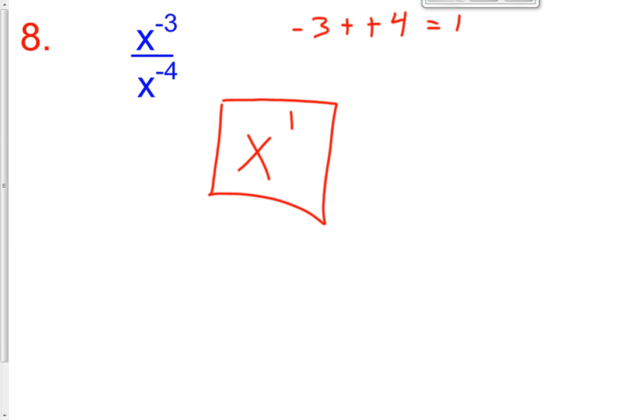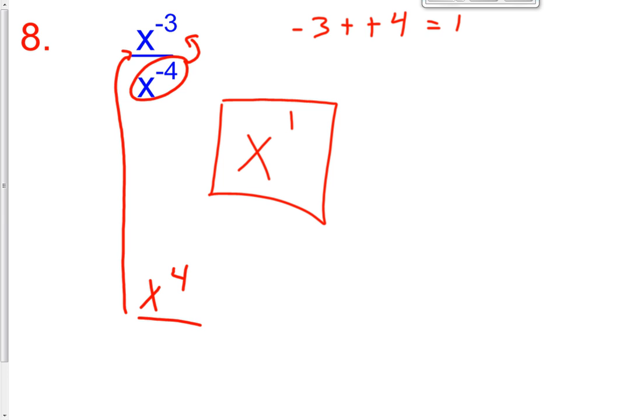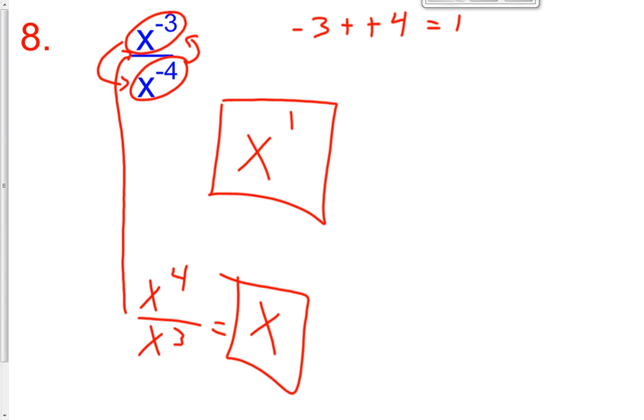A lot of students will want to make both of these exponents positive. So if you bring x to the negative 4th to the numerator, it's x to the positive 4th. And if you bring x to the negative 3rd to the denominator, you get x to the positive 3rd. Now when you subtract these, you have x to the 4th in the numerator, x to the 3rd in the denominator. It just cancels and makes x to the 1st. So that's another way that you could look at this one.